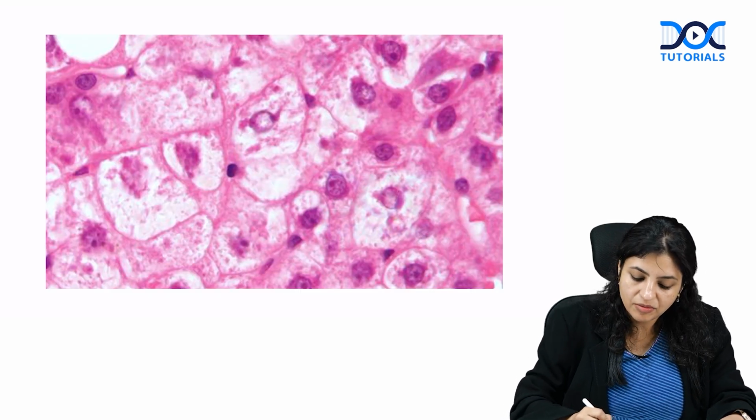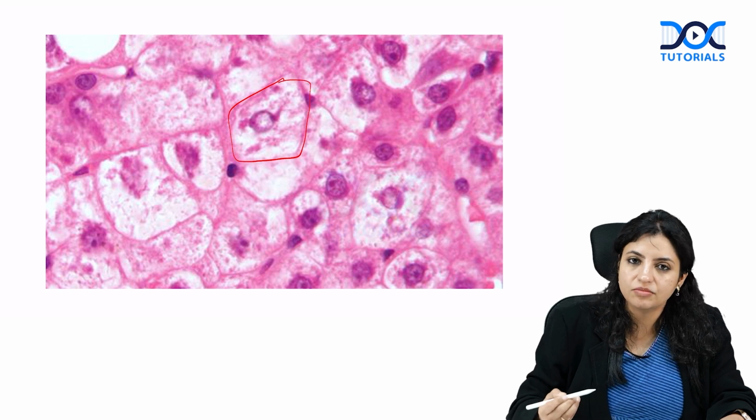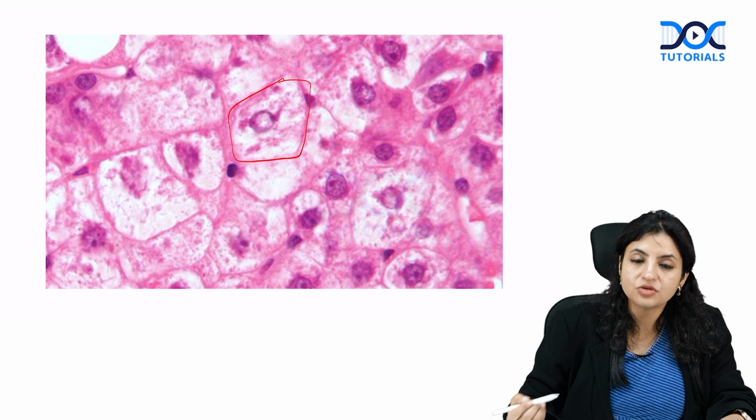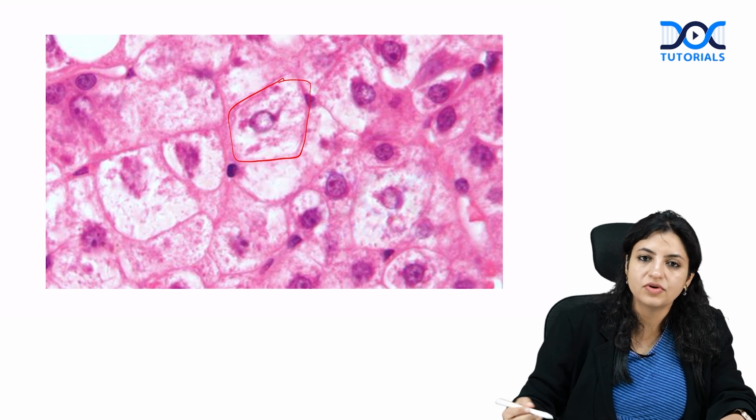Here the cells have become distended and they look very clear, because this is what is called hydropic change. This is because of more water coming into the cell. That is what is called hydropic change, that you should be very clear about.